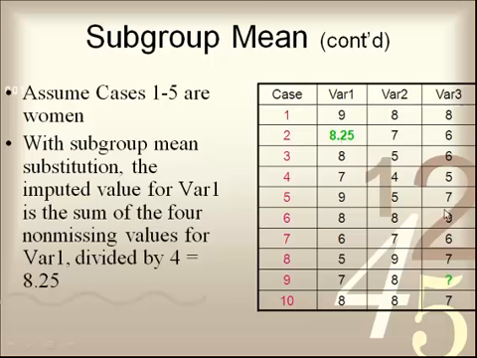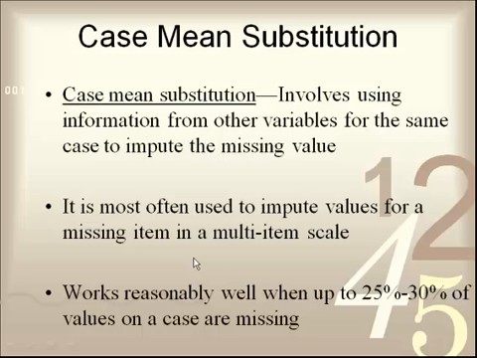Again, you can do that down here for guys and think of cases 6, 7, 8, 9, and 10 as guys. And what would be your subgroup mean if you take 9, 6, 7, and 7, add those, and then divide it by 4? You would have your subgroup mean substitution for case number 9.